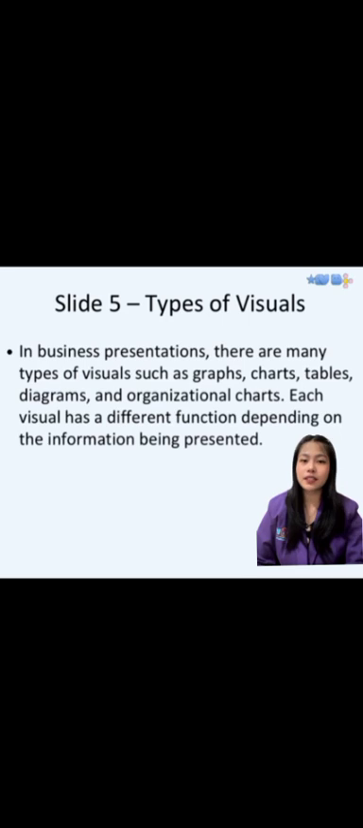Types of visuals. In business presentations, there are many types of visuals such as graphs, charts, tables, diagrams, and organizational charts. Each visual has a different function depending on the information being presented.